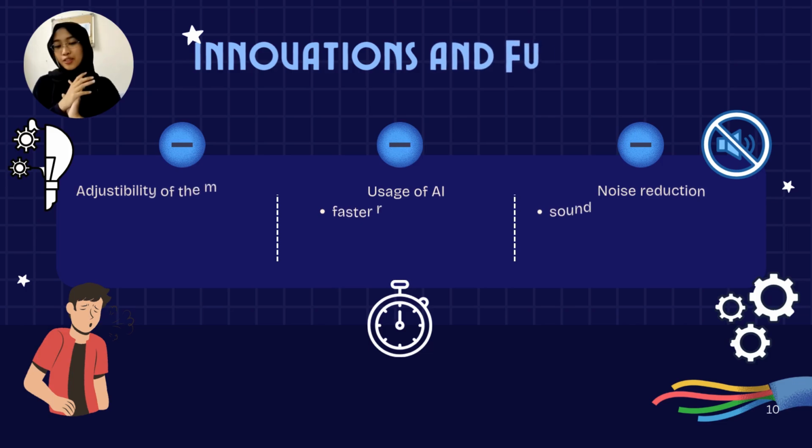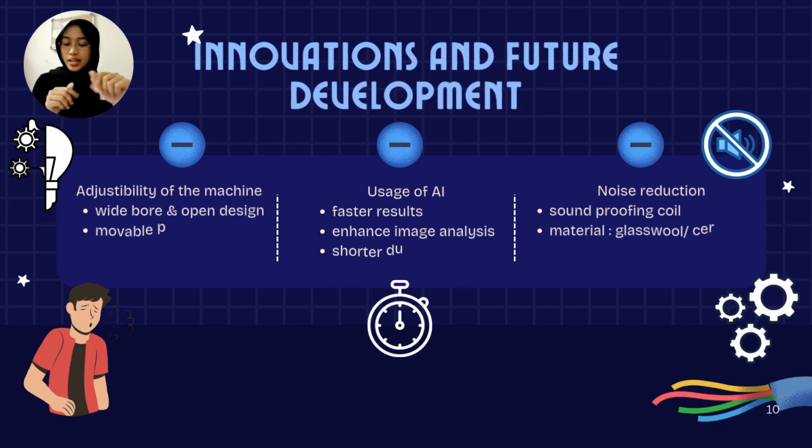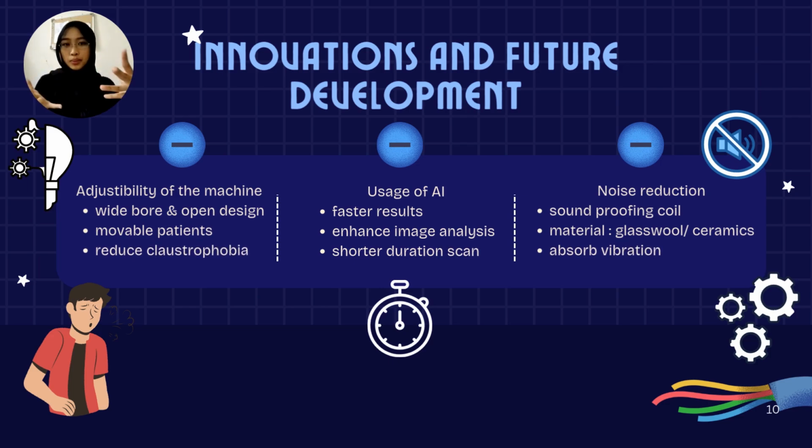Moving on to the next, which is innovations and future developments of the MRI machine. Earlier we talked about the challenges of the MRI machines that we already have, one of them being the physical limitation of bore diameter. So what exactly can help with this? The machine can be adjustable. A wide bore and open design can help the patient have a much more comfortable experience with the MRI machine. For example, we can make the MRI machine adjustable so it can accommodate the size of the patient. It can also reduce claustrophobia.